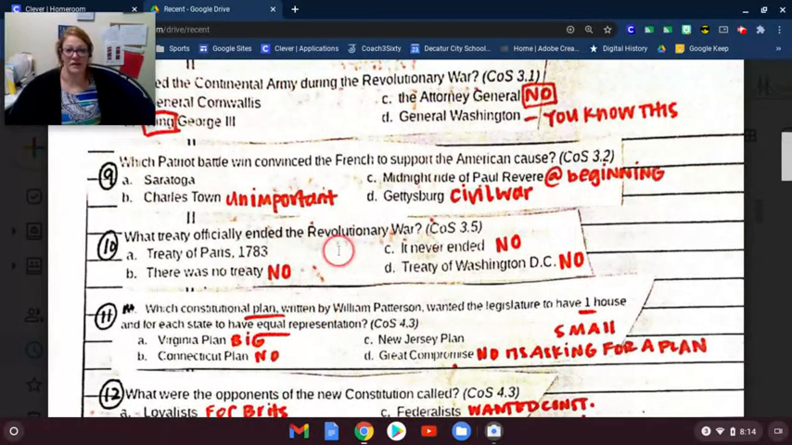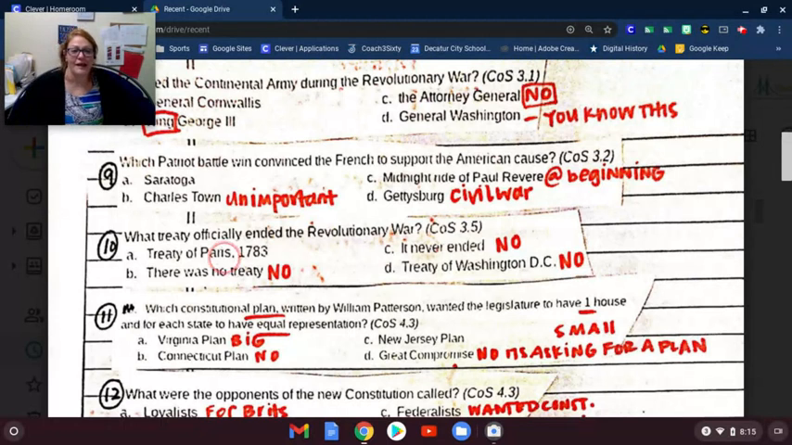What treaty officially ended the Revolutionary War? Treaty of Paris, 1783. Maybe. There was no treaty. Well, I know that's not right. There was a treaty. I remember that. C, it never ended. Yeah, it did. We got our independence. We're not British. That can't be right. Treaty of Washington, D.C. Did that even exist? No. So it's got to be A. Plus, it goes on to give you a date. And if they all don't give you dates, then more than likely the one with the date is probably correct.